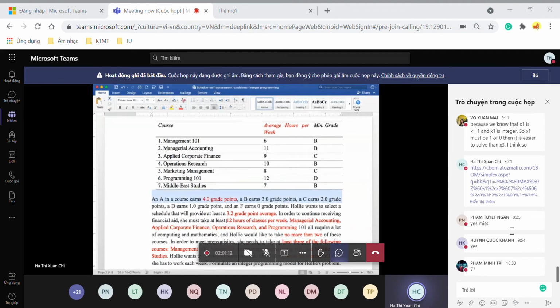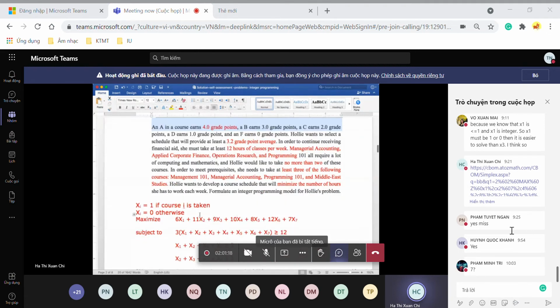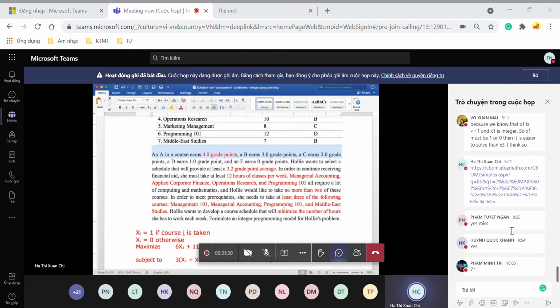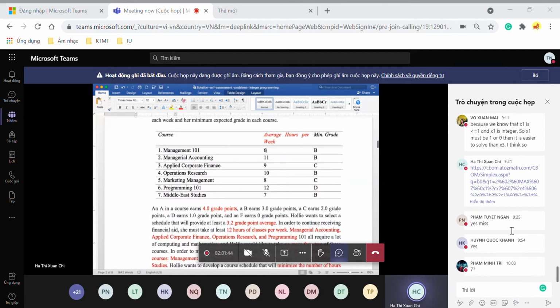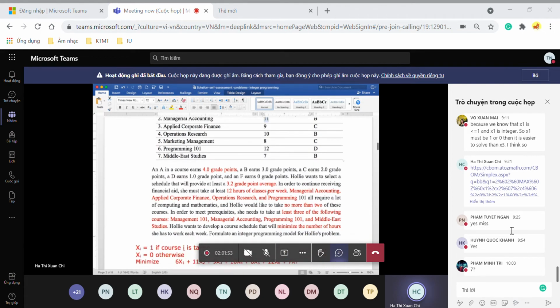So x1 equals 0, and x1 equals 1 if the course is taken. You can see that right now we minimize the number of hours. Here that is minimize. Minimize the number of hours. So each hour corresponds with its course, right? 6, 11, 8, until 7 here.